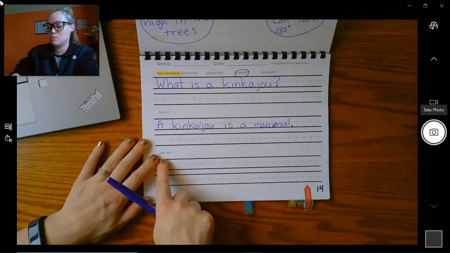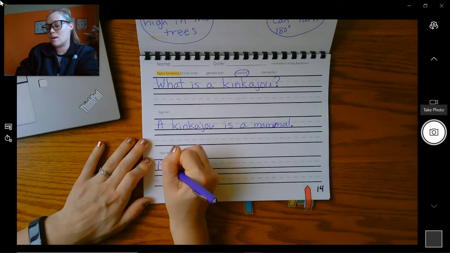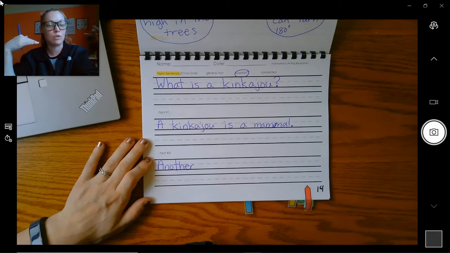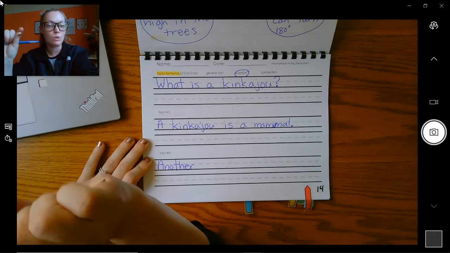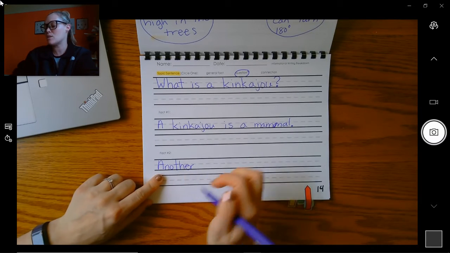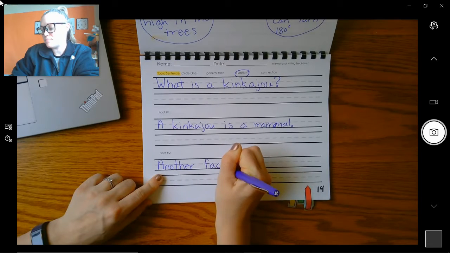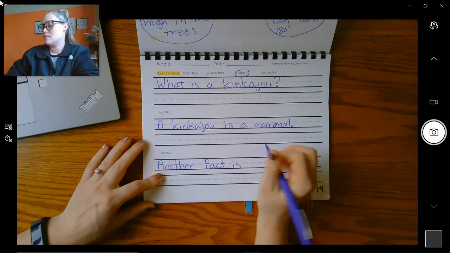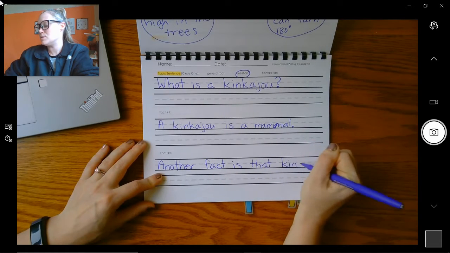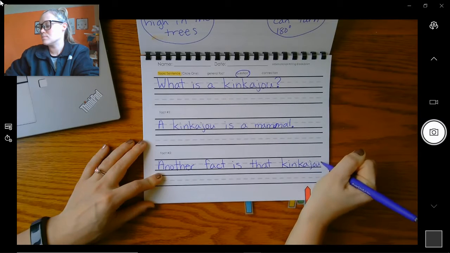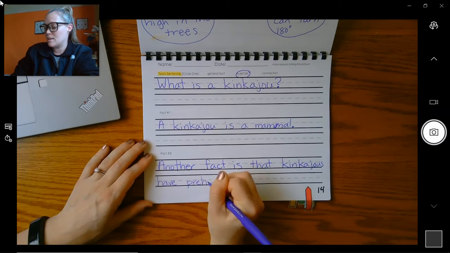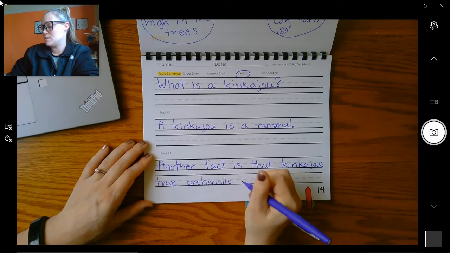so on fact number two, I'm going to say another. And if you're sitting here, what you're going to do is, after this video, you're going to pull up those sentence starters and then you can copy them down for your spelling. Another fact is that kinkajous have prehensile tails.